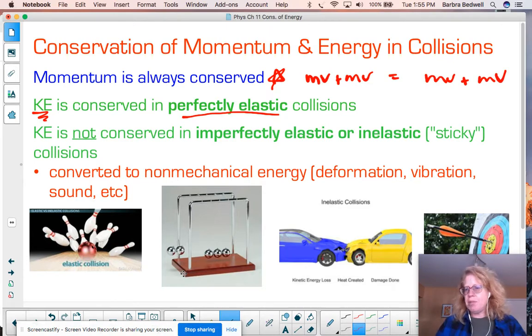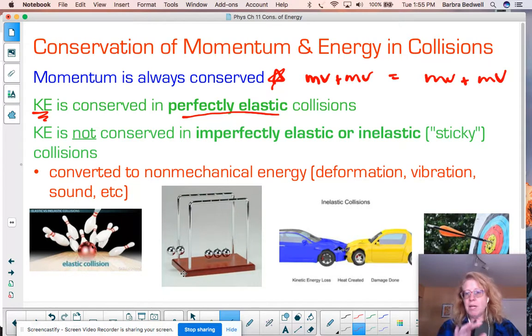I have a picture of an arrow hitting a target right behind my picture right up above here. That's another type of an inelastic collision where the two hit together and become one and travel as one. Football tackles are inelastic collisions or imperfectly elastic collisions. You're not really bouncing off of one another.